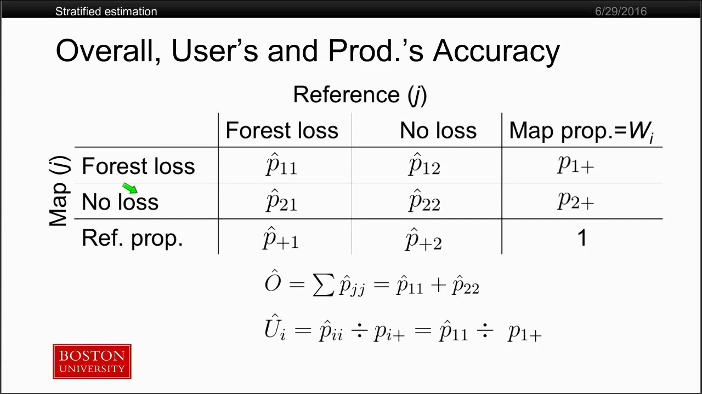Accuracy measures might be class-specific accuracy measures. We have the user's accuracy. The user's accuracy of forest loss would be this guy here divided by the map proportion. Right? So this is 1 minus the commission error.